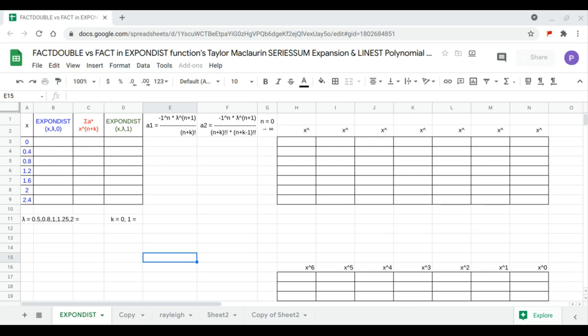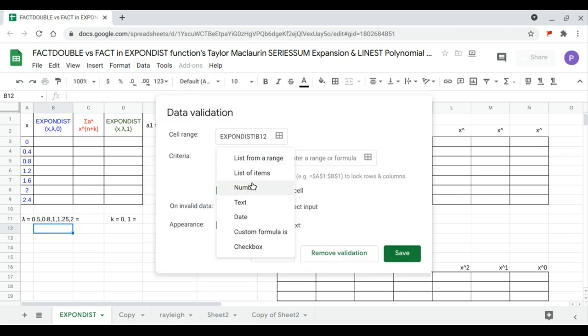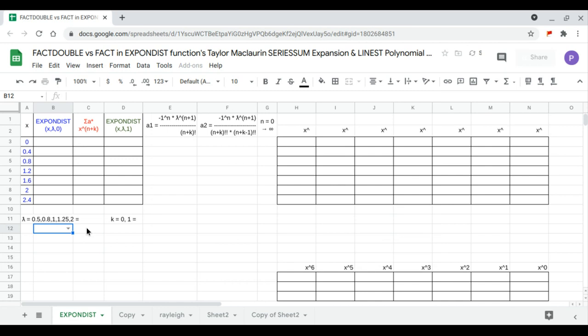In this video, we'll use factorial and double factorial as coefficient of the exponential distribution function. We begin with the value of lambda, which is equal to data validation, list of items, 0 to 0.5 to 2. So these are values of our lambda.